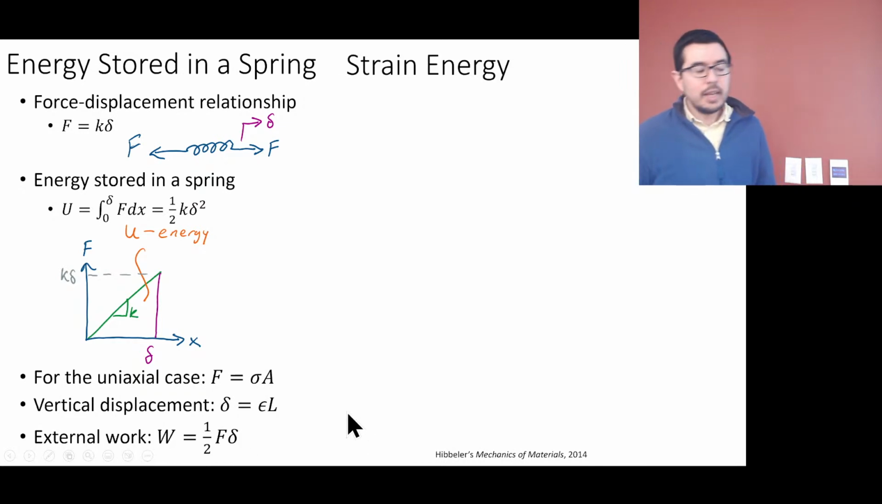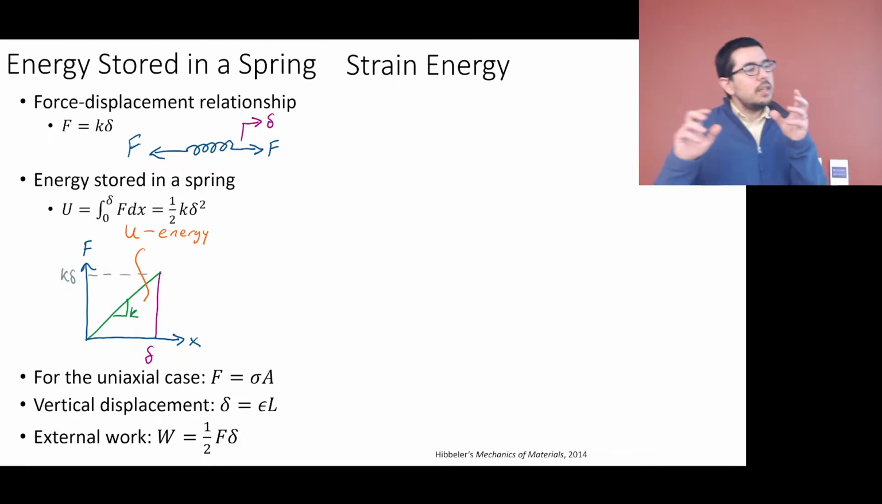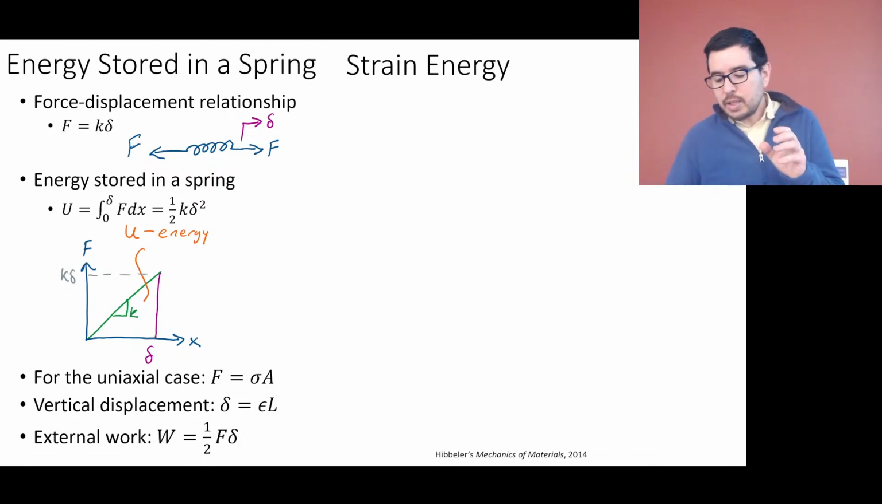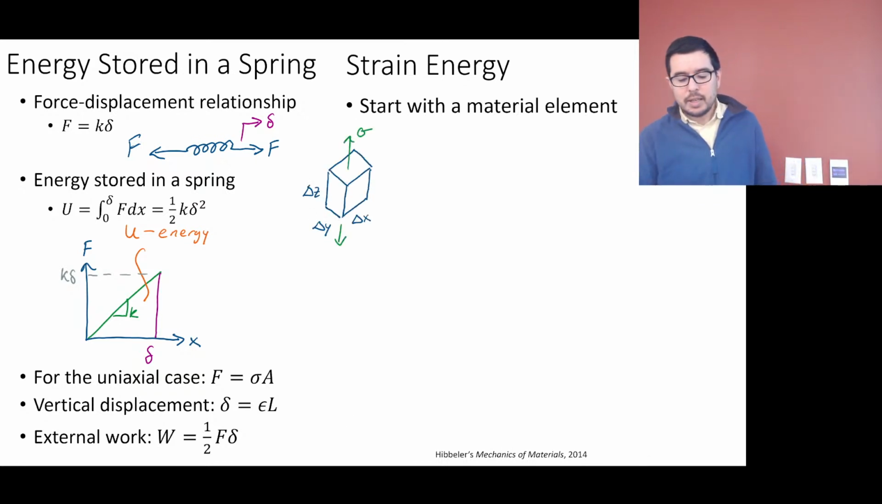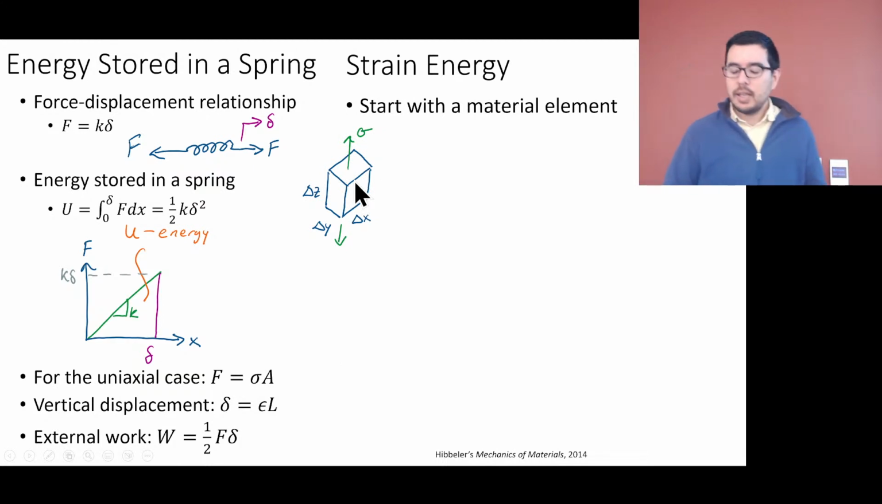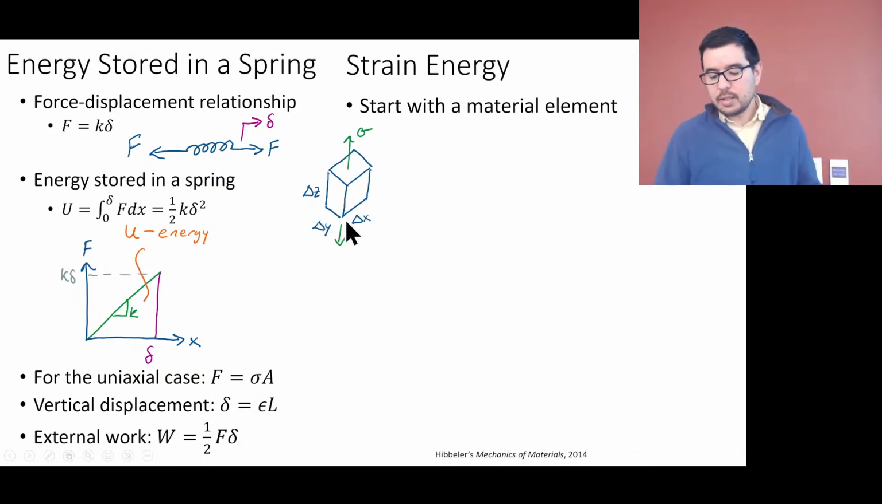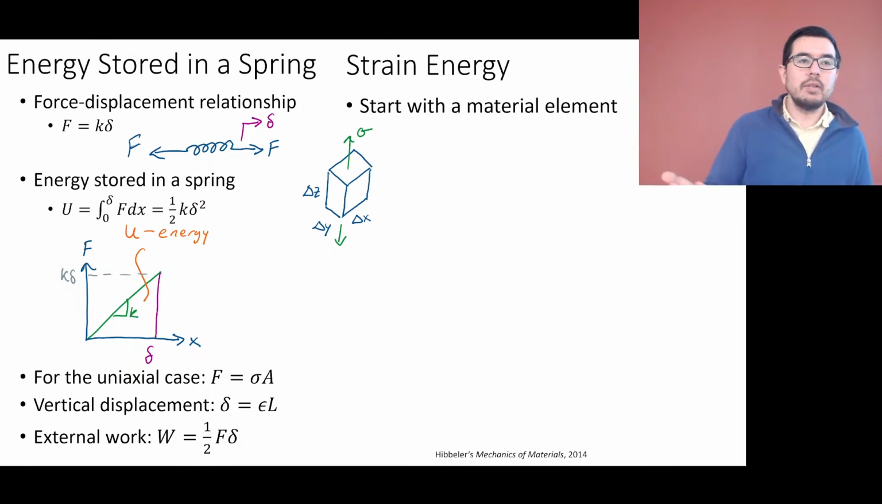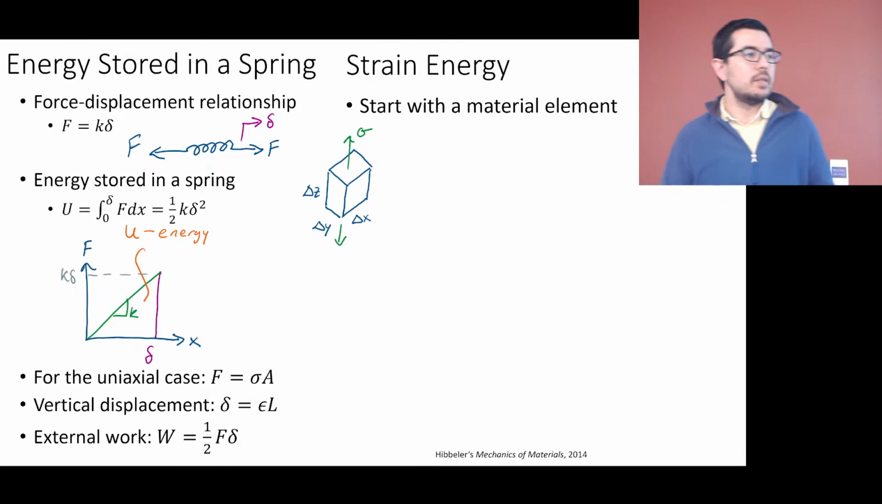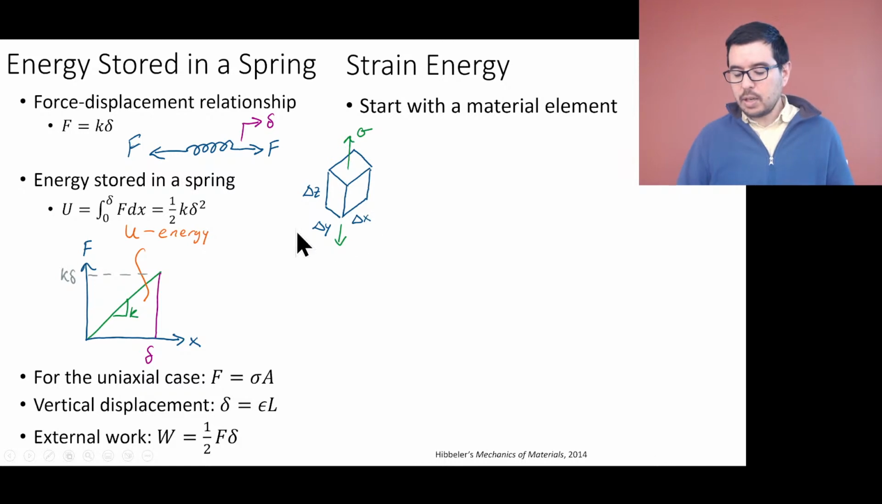Strain energy, okay, so that's a spring. Let's think about an element experiencing strain. So here's a material element, and it's experiencing a normal stress, and the element has lengths of delta x, delta y, and delta z, so that it forms a volume. If I want the volume, I multiply the product of those three side lengths. If I want the cross-sectional area through which this normal stress is going, I'm going to be using just delta x and delta y.